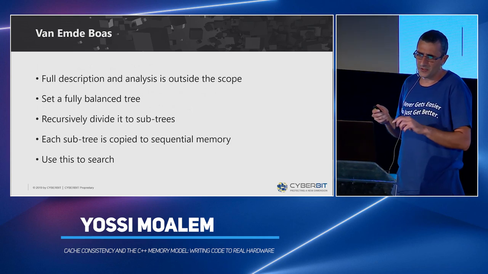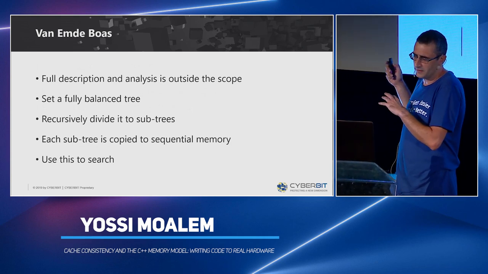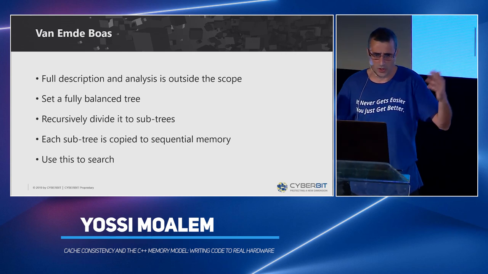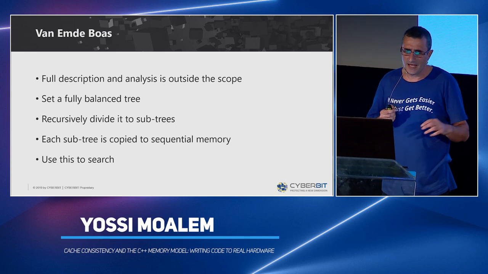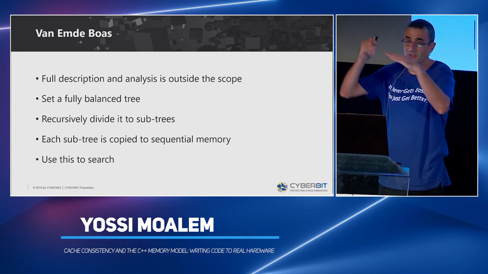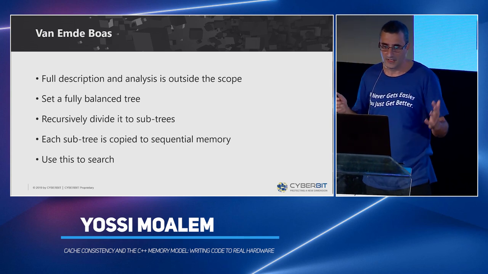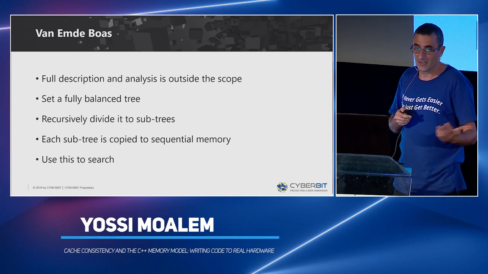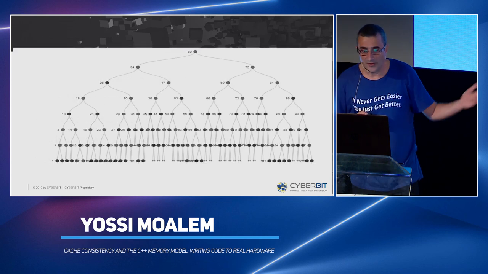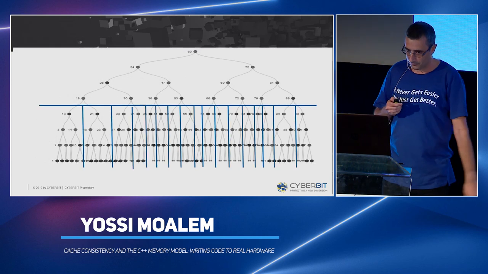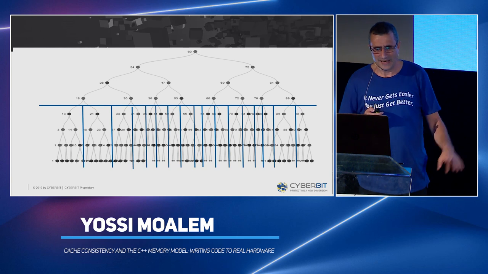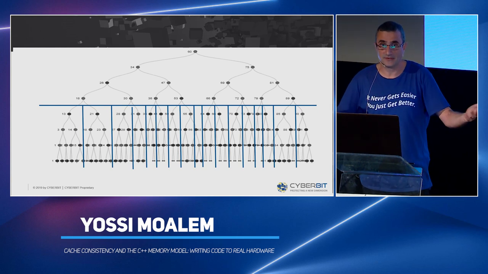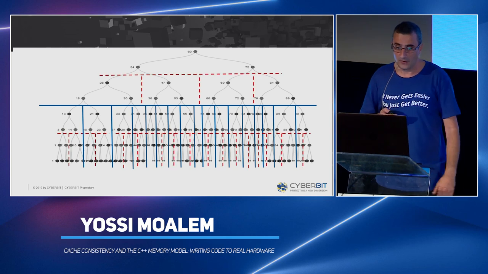A full description of the algorithm that I'm going to describe is beyond the scope of this talk. But the idea is that we'll take a fully balanced tree and recursively divide it into subtrees. Then we'll store each subtree in sequential memory and use that to search. So if you have, for example, this tree, we divide it into subtrees. It doesn't look like it in this picture, but they're all the same size, they're all the same height. And we keep dividing it.